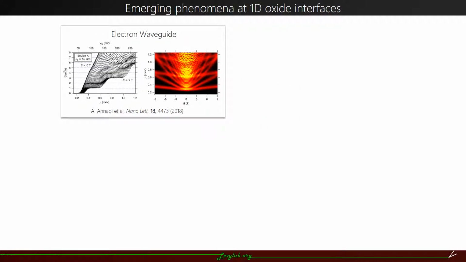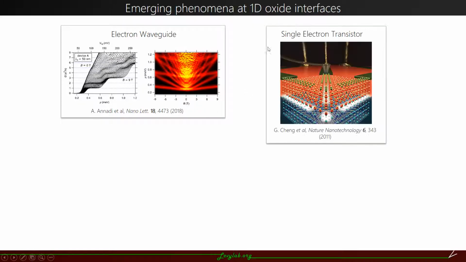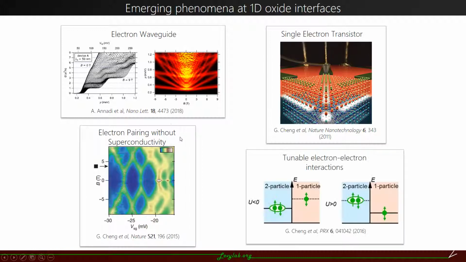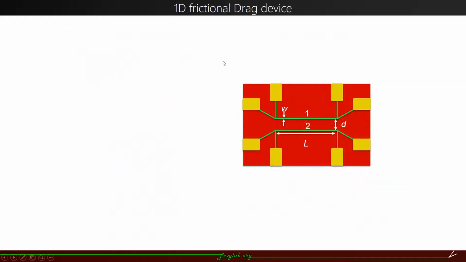High-quality nanowires are important for studying electron correlations. In our lab, we have been able to fabricate an electron waveguide where we can observe quantized transport, which confirms the high quality of the nanowires in our system. We are able to fabricate a nanowire-based single electron transistor, and by performing experiments on the single electron transistor, we discovered a new electron phase where electrons pair without forming superconductivity. We also discovered tunable electron-electron interactions in this platform. High-quality nanowires can facilitate the 1D frictional drag experiment as well.